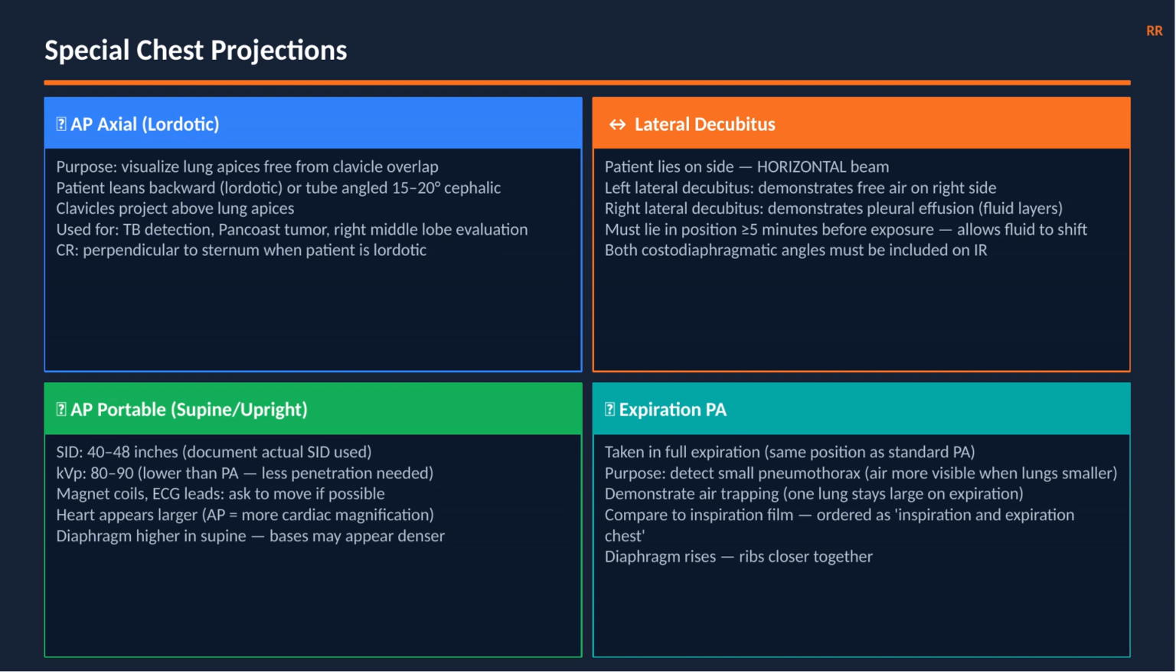Expiration PA. Same position as the standard PA, taken in full expiration. Purpose: detect a small pneumothorax. The contracted lung makes the pleural air more visible. Also demonstrates air trapping. One lung that stays large on expiration while the other deflates.